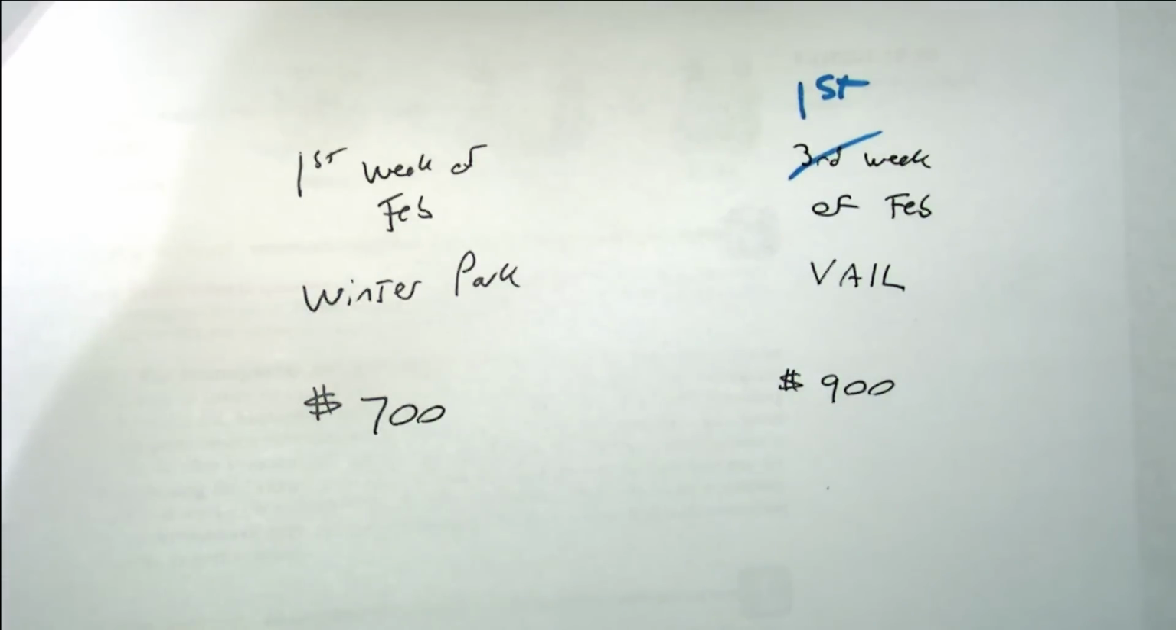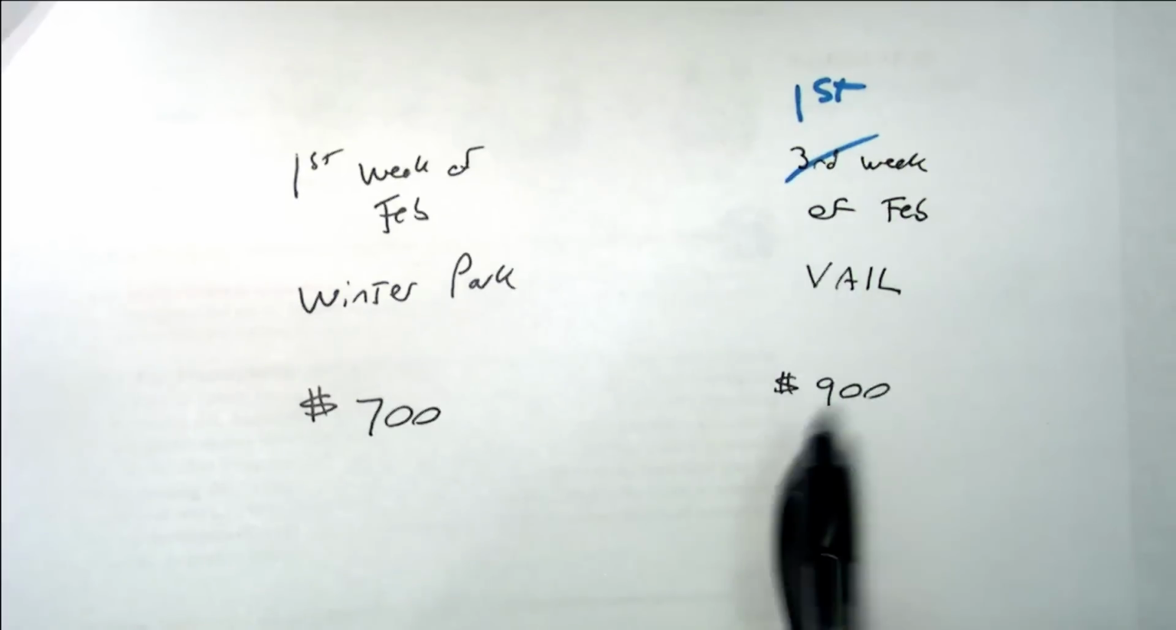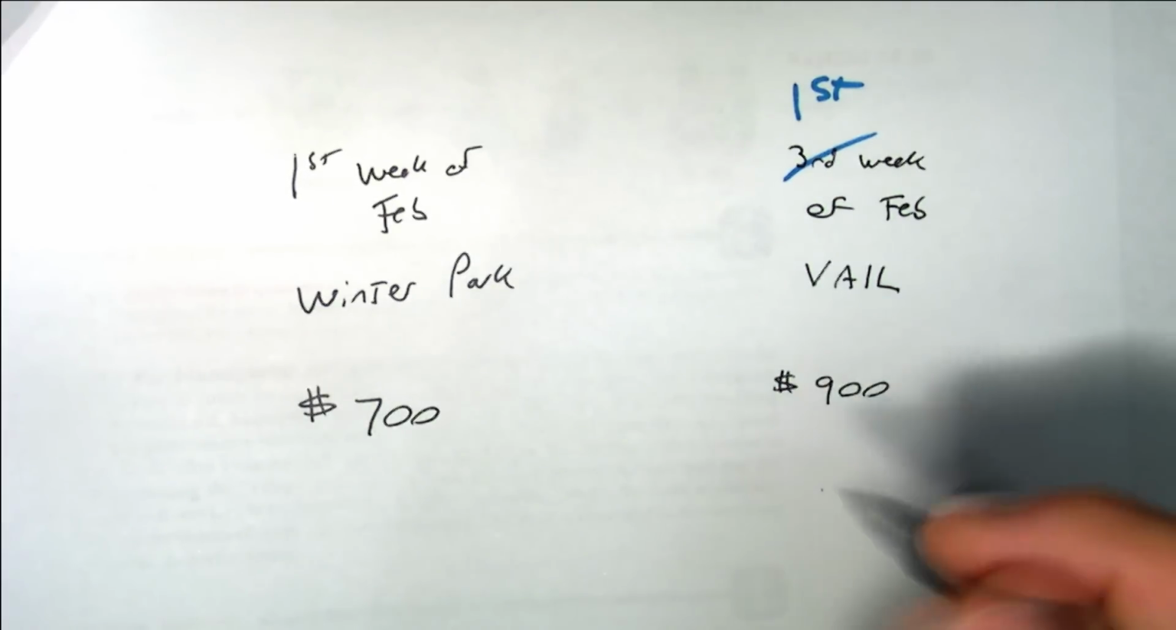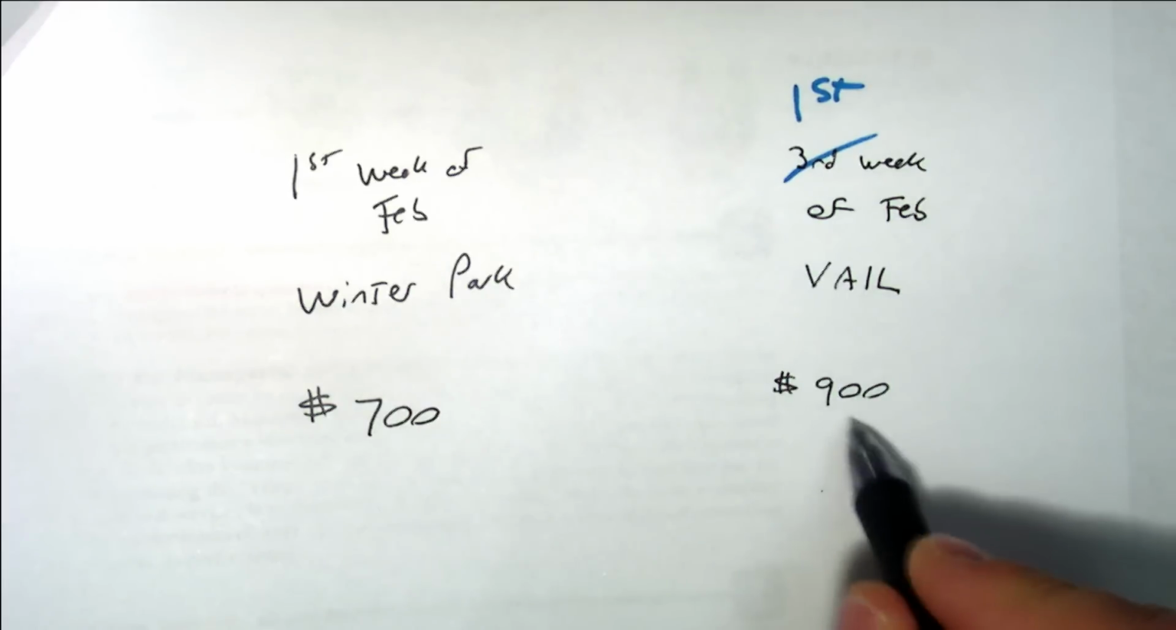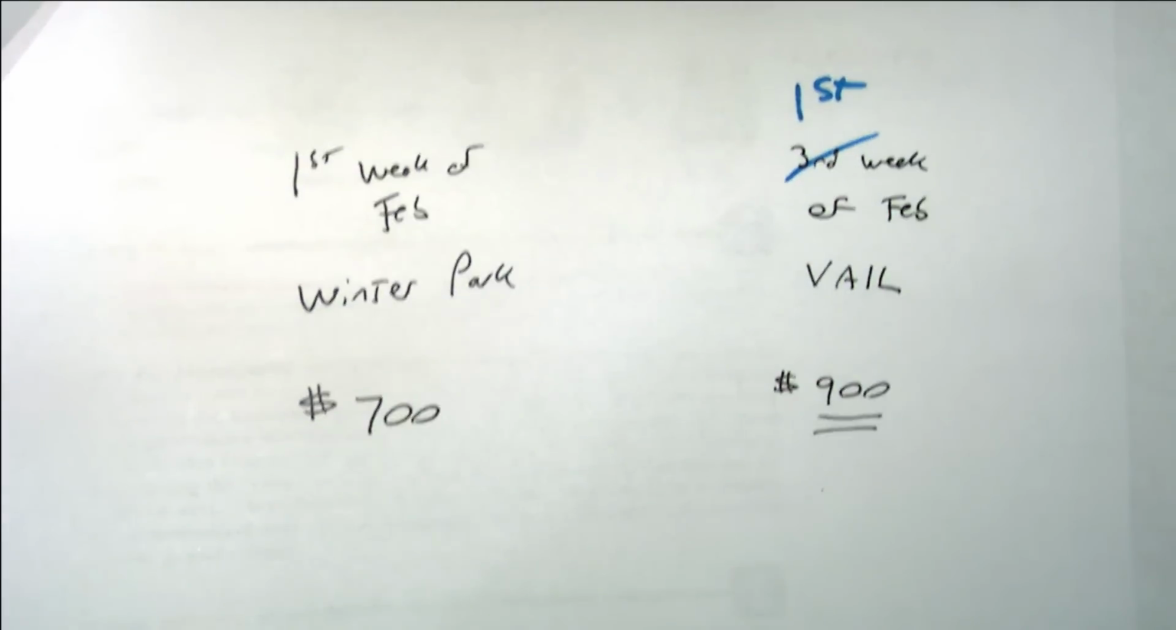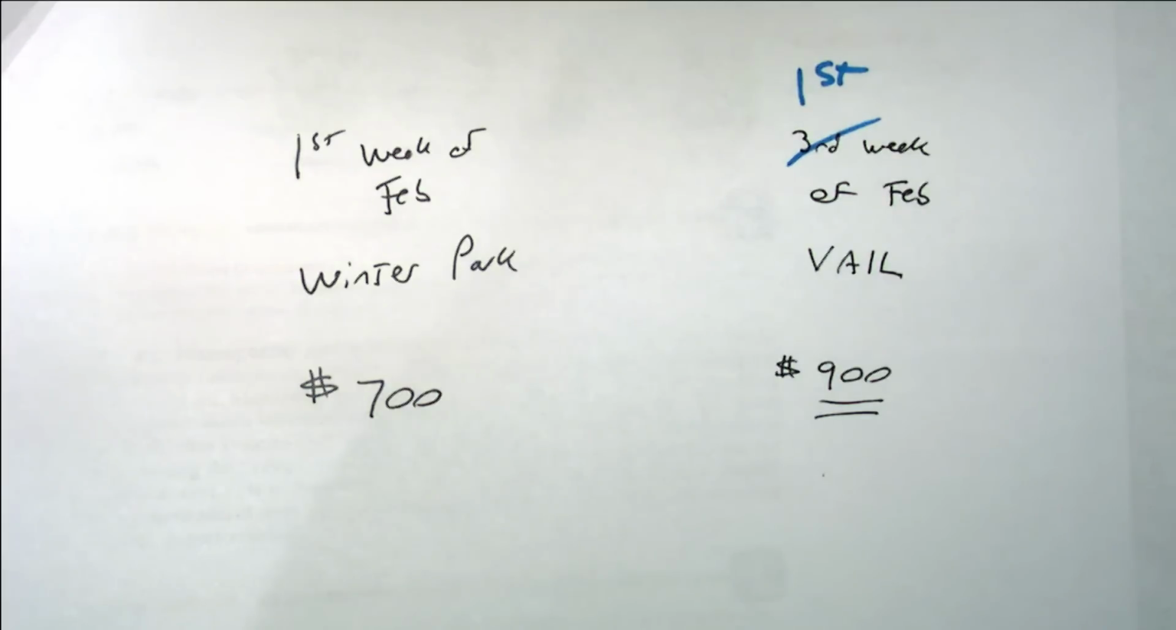Do you know what, statistically, Luke will probably choose to go to? Vail. He'll choose to go to Vail, even though he enjoys Winter Park more. He'll choose to go to Vail because he paid more for it. That's a fallacy of thinking.